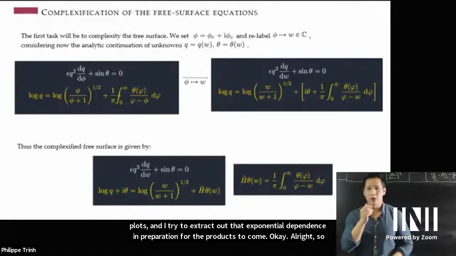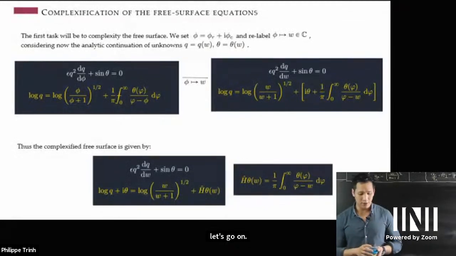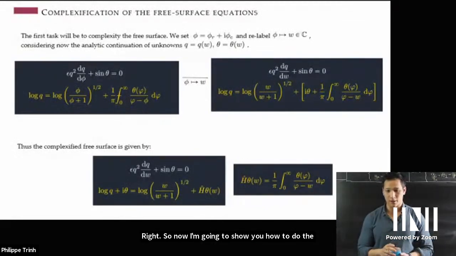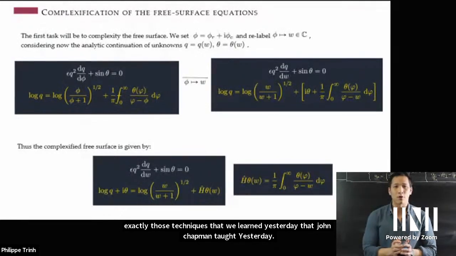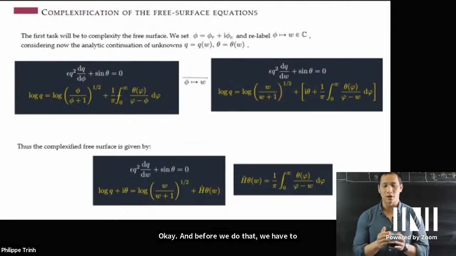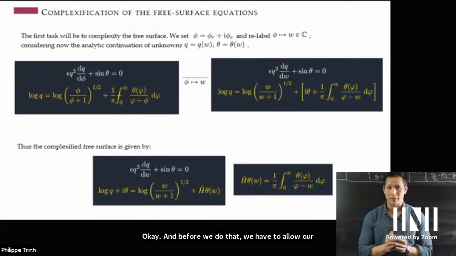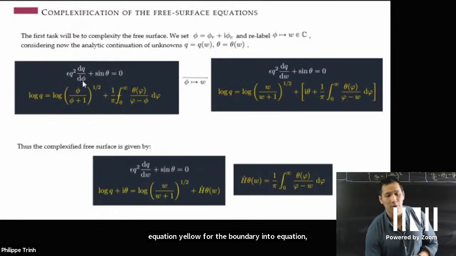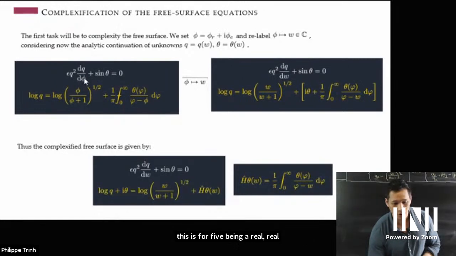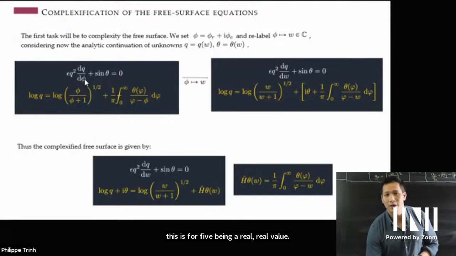Now I'm going to show you how to do the analysis, and it's going to use exactly those techniques that John Chapman taught yesterday. Before we do that, we have to allow our governing equations to work in the complex plane. Currently, our governing equations, written here in white for the Bernoulli equation and in yellow for the boundary integral equation, are for phi being a real valued independent variable. But we want to allow phi now to be complex valued.